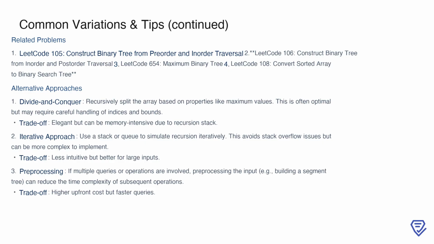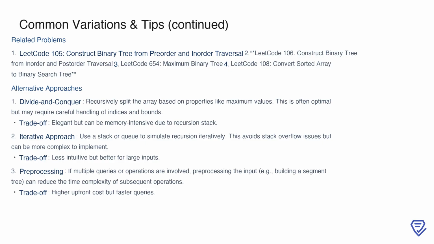When considering alternative approaches, divide and conquer is a common and often optimal strategy for this problem. By recursively splitting the array based on properties like maximum values, you can build the tree efficiently. However, keep in mind the trade-off: while this approach is elegant, it can be memory-intensive due to the recursion stack. Alternatively, you can use an iterative approach with a stack or queue to simulate recursion. This avoids stack overflow issues, especially for large inputs, but it can be more challenging to implement correctly.